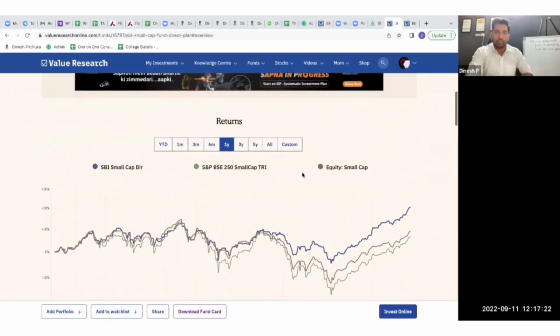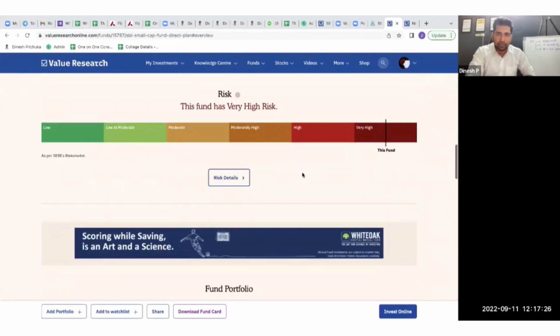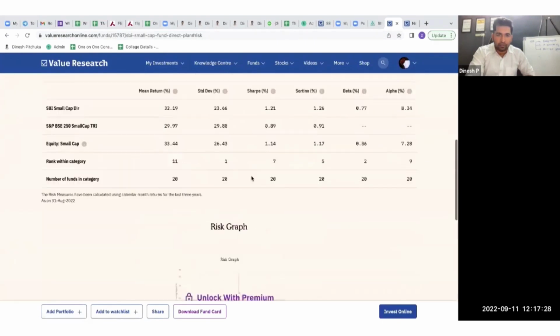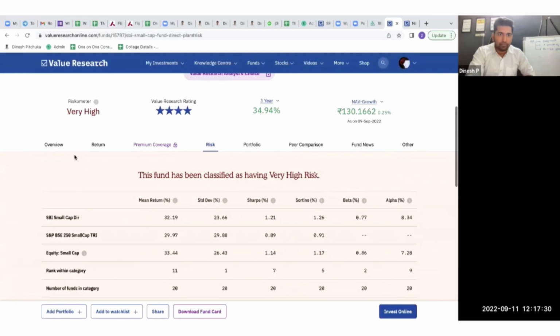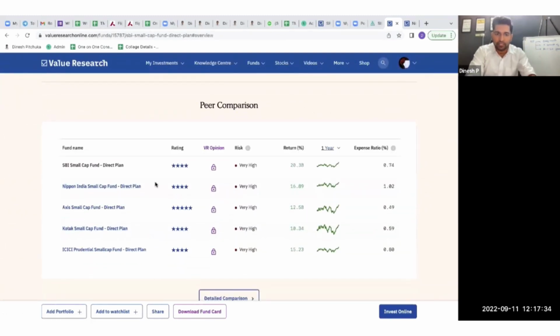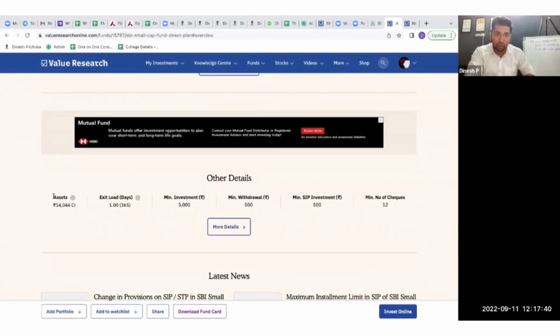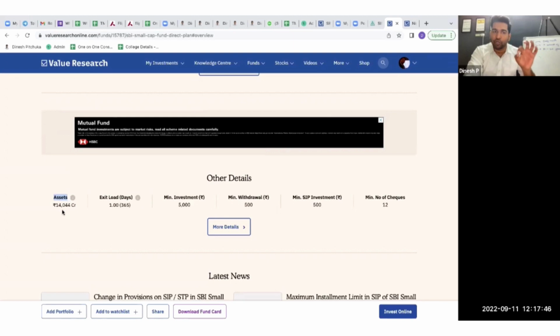Okay, so this is what we are seeing, the overview. Let's see the overview first. We were looking at the peers. Now looking at the fund details: what are the details of the fund? Assets: what is the total asset this fund is having? 14,044 crores is the total asset that this particular fund is managing.